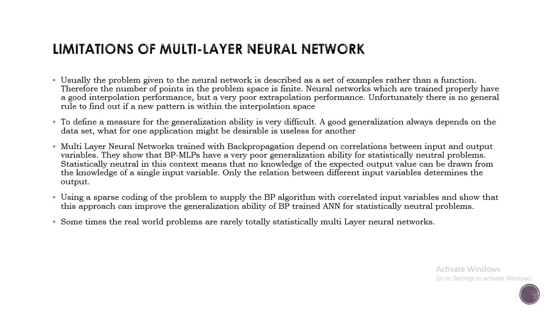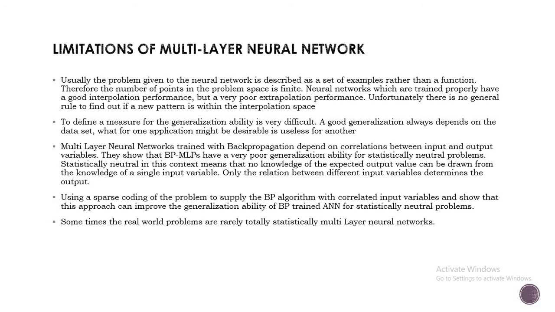The next topic is the limitations of multi-layer neural networks. There are some limitations. Usually, the problem given to the neural network is described as a set of examples rather than a function. Therefore, the number of points in the problem space is finite. Neural networks which are trained properly have good interpolation performance but very poor extrapolation performance. Unfortunately, there is no general rule to find out if a new pattern is within the interpolation space. To define a measure for generalization ability is very difficult.